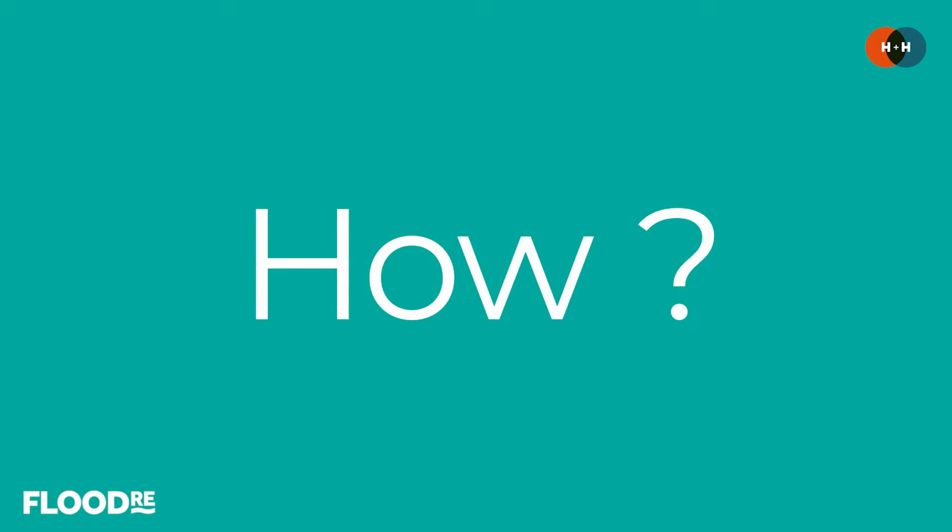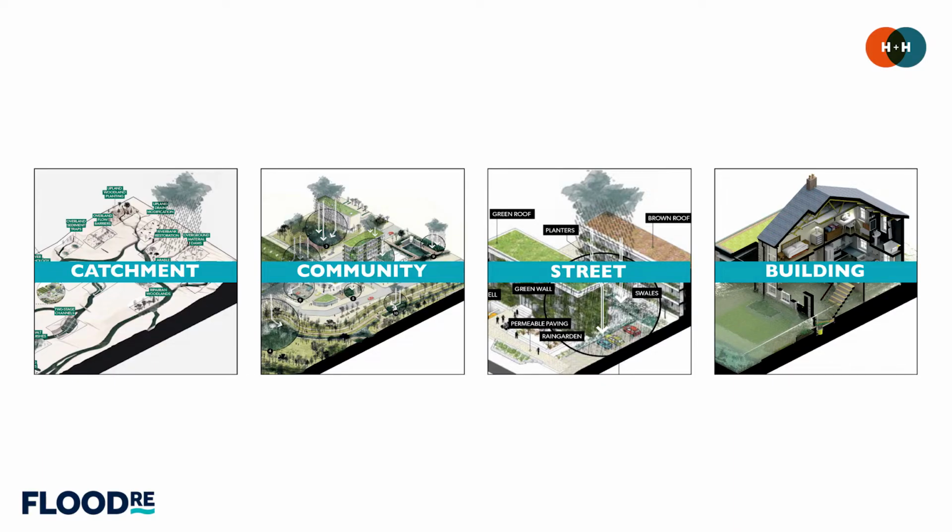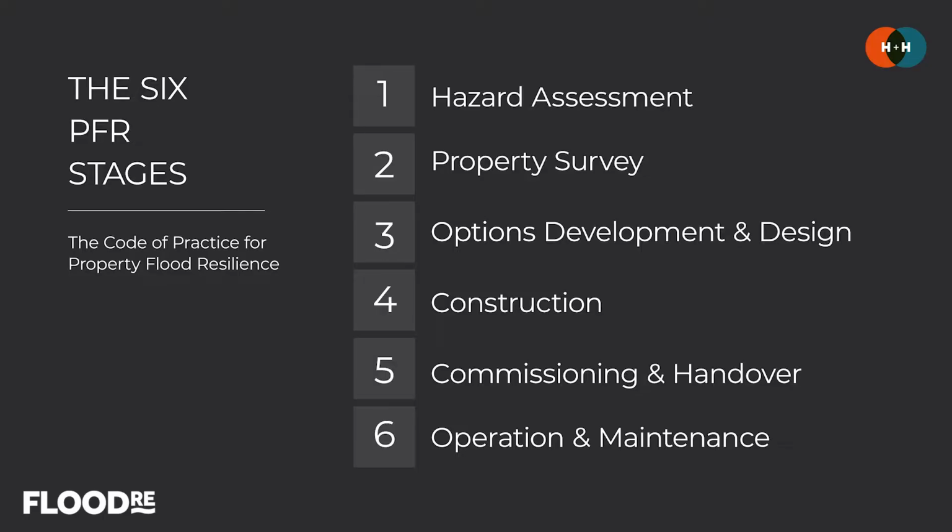It's really only when we're informed of the flood risk context that we can begin to consider actually how it's best to adapt. And as we can see here, that adaptation and flood risk management will need to happen at a variety of different scales. But when we're thinking about how to manage flood risk at the property level, we need to be sure we follow the process that's set out in the Code of Practice for Property Flood Resilience.